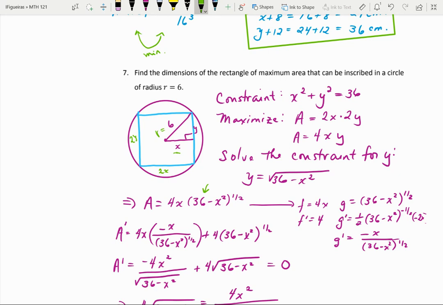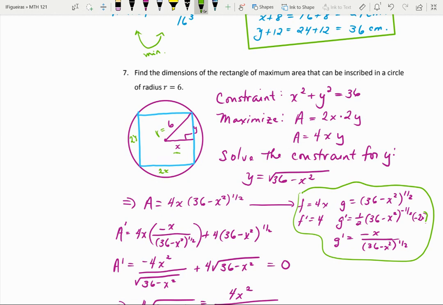I rewrote the radical as to the 1/2 power. So in this case, the derivative is not quite as simple as all the previous ones because here you have to use product rule. The work for product rule is here on the right. I'm going to put a green wiggly line around it. So f is 4x, f prime is 4. g is 36 minus x squared to the 1/2. To find g prime, you have to use chain rule.